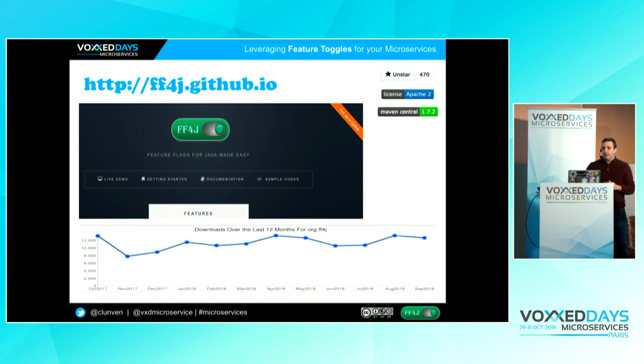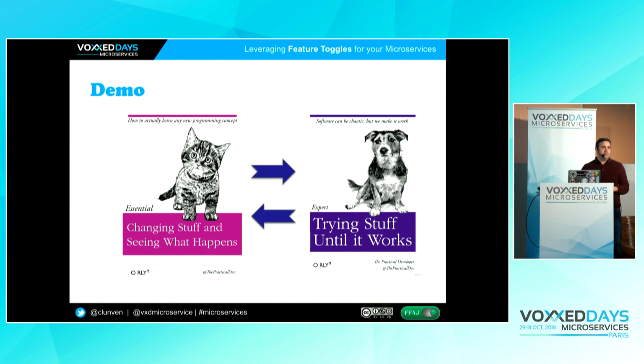So 5 years ago, I created a framework called FF4J, meaning feature flag for Java, which helps you implement those features. And this is what I would like to demonstrate to you now.